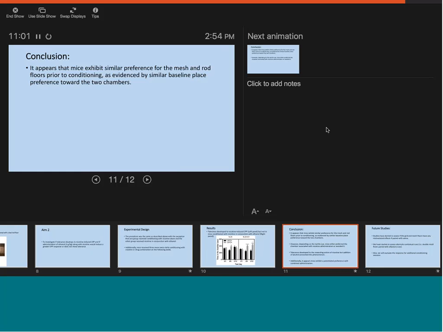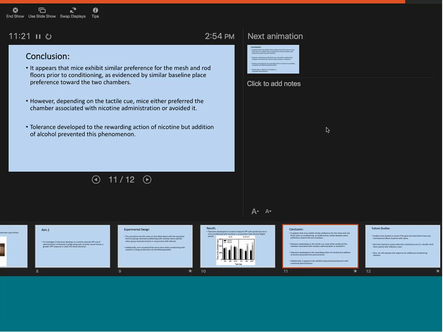So again, it appears that mice show a similar preference for the mesh and rod prior to conditioning, like I mentioned. It's at a similar baseline for the two chambers. However, depending on the tactile cue, mice either prefer the chamber associated with nicotine administration or avoided it. Again, we noticed that the tolerance had occurred in a 2-week regimen of nicotine, but alcohol prevented the tolerance phenomenon.